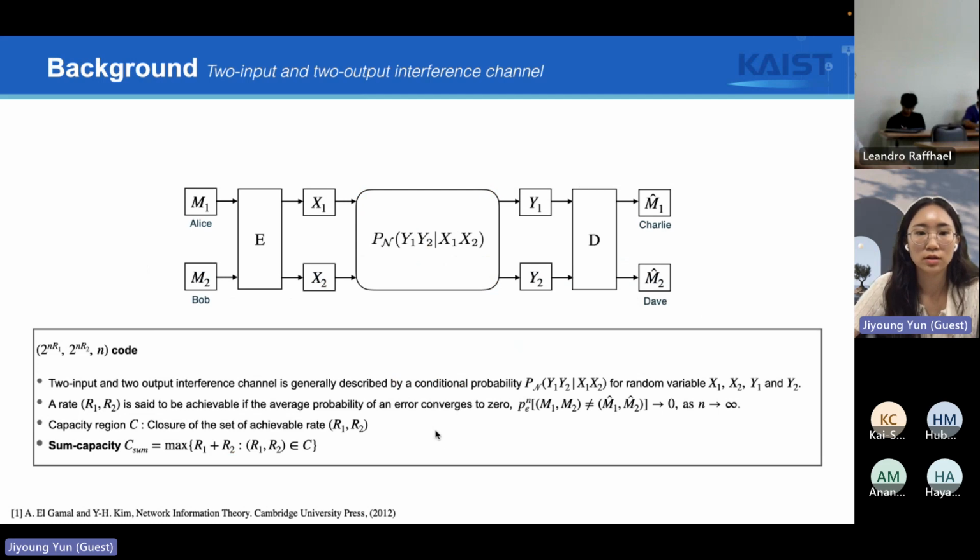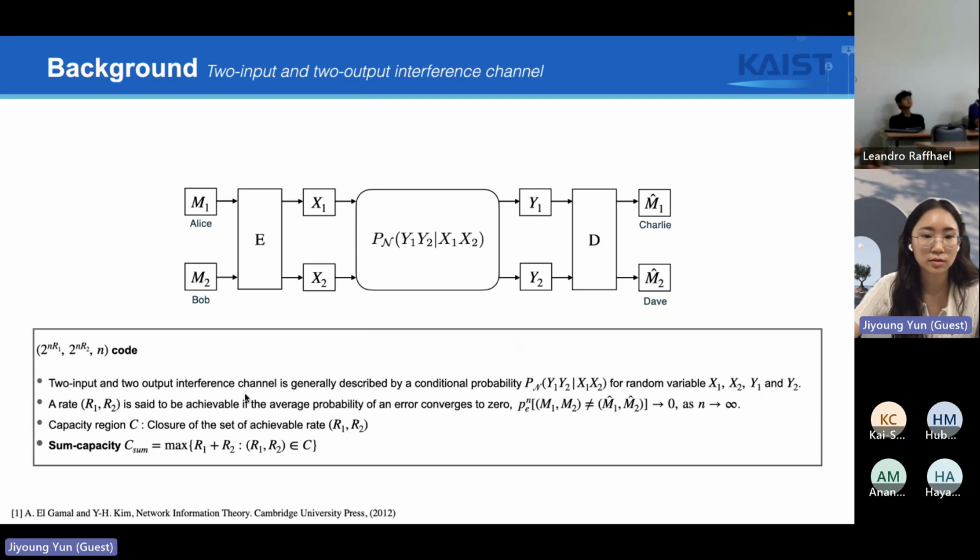So let me introduce the interference channel model first. So here there is a two sender and two receiver communication model. The two senders Alice and Bob cannot communicate with each other, and they choose messages M1 and M2. Alice sends M1 to Charlie, and Bob wants to send a message to Dave. Then encoding E maps messages M1, M2 to X1, X2, the code words of that channel, and then decoding finds the message from the resulting sequence of the channel.